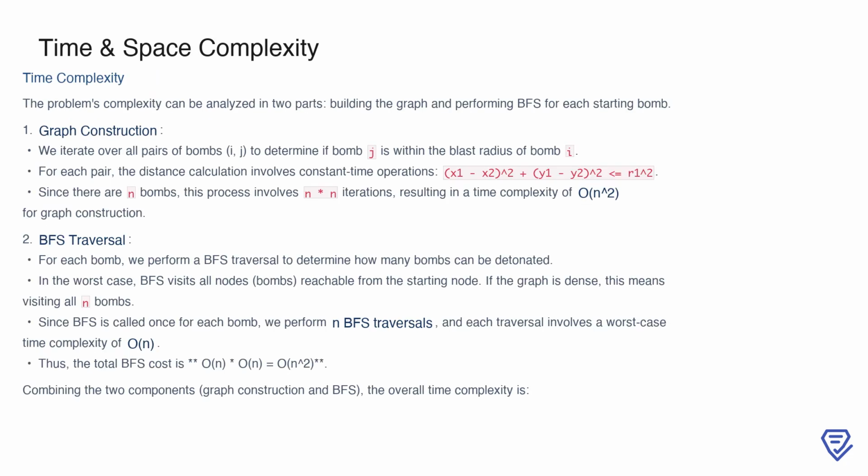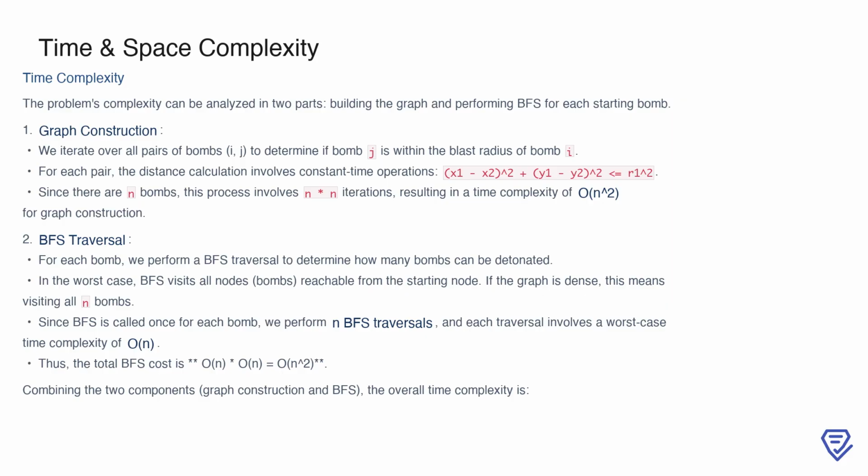To analyze the time complexity of this problem, we can break it down into 2 main components: graph construction and BFS traversal. First, let's consider the graph construction process. We iterate through all possible pairs of bombs, checking if one bomb lies within the blast radius of another. This involves calculating the squared distance between the 2 bombs and comparing it to the square of the blast radius. Since there are n bombs, this results in n times n iterations, giving us a time complexity of O(n²) for graph construction. Next, for each bomb, we perform a BFS traversal to determine the number of bombs that can be detonated starting from that bomb.